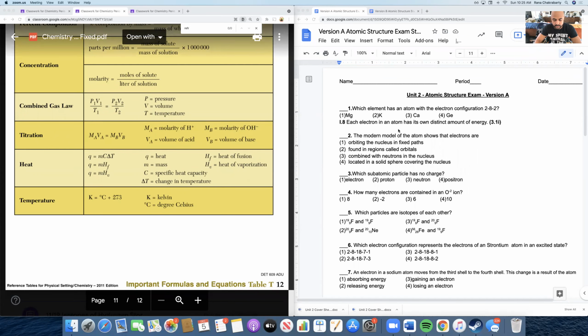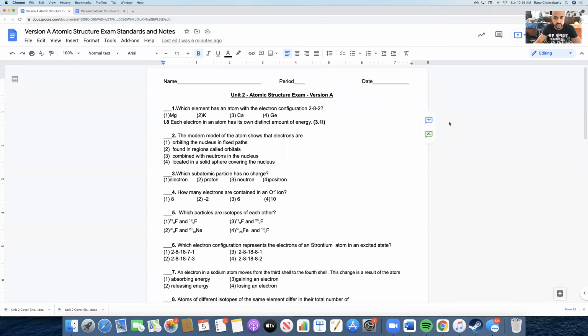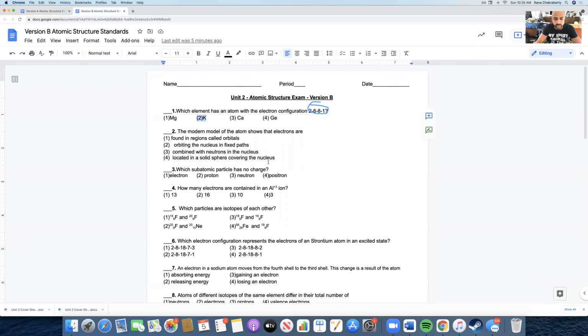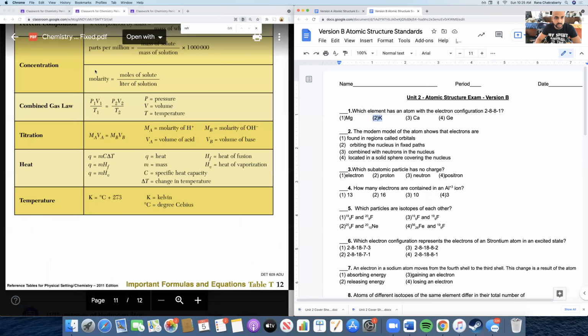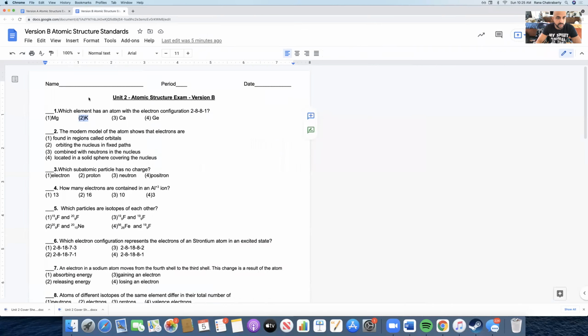Oh, so this is my attempt to slowly explain both versions of the exam. So version A says electron configuration of 2-8-2. And then version B says 2-8-8-1. So the easiest way of doing these is just using the reference table.